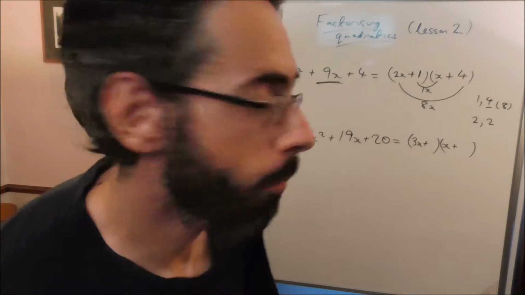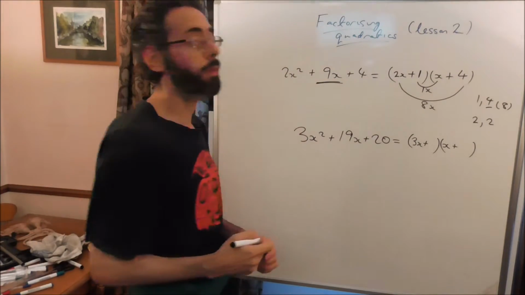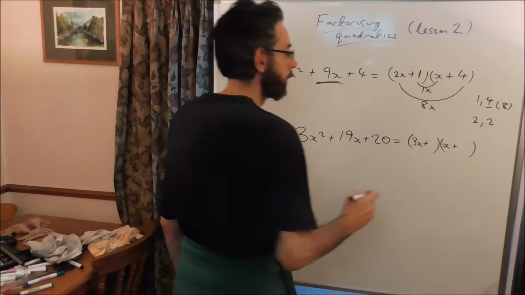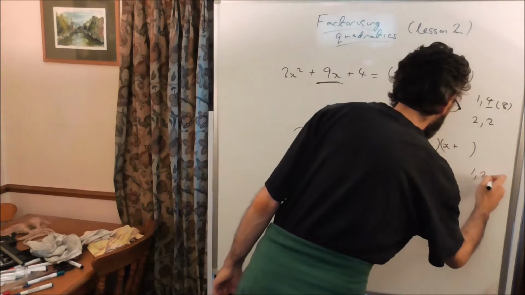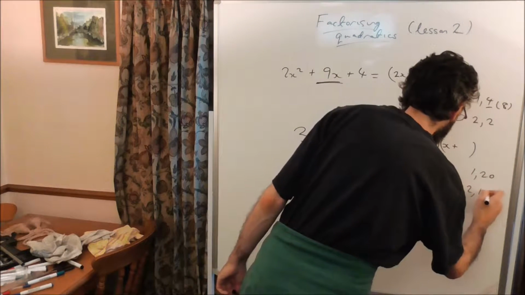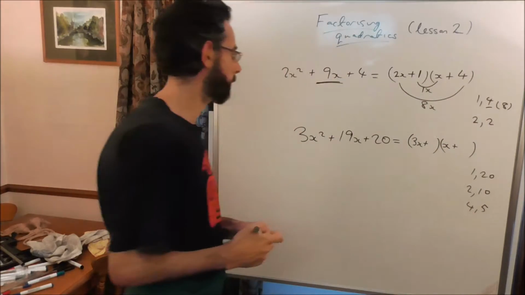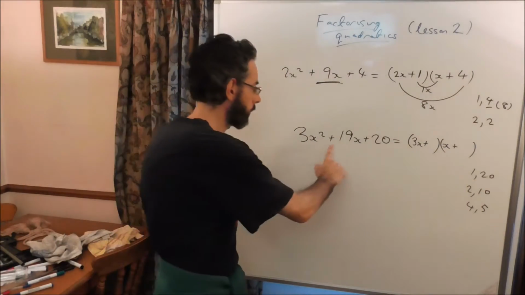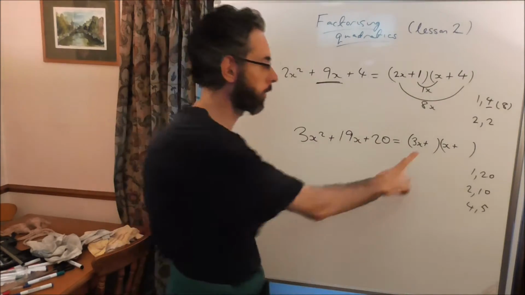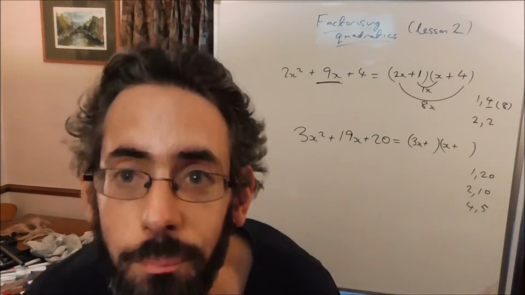Now we're looking for two numbers with a product of 20. So let's list the possible pairs. Could be 1 and 20, or could be 2 and 10, or 4 and 5. Those are the three possible pairs. We have 19x here. So we're kind of looking for a pair with a total of 19.